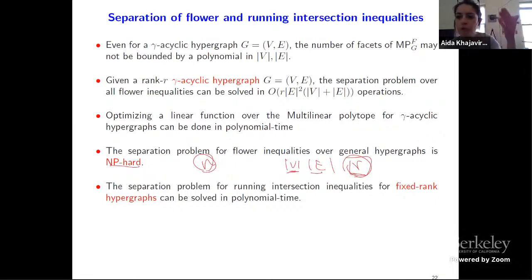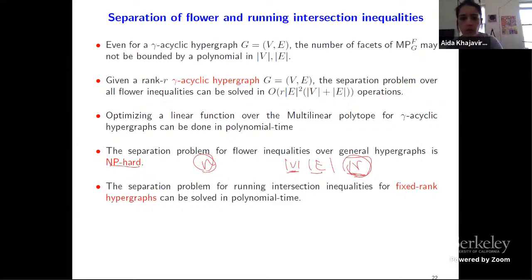Indeed, if you go to higher degrees, let's say more than 10, and you want to solve that problem even numerically, the round-off errors will kill you. It doesn't even get to this point. So here we are going to assume the rank is fixed. Once you assume the rank is fixed, then the separation problem, not only over flower inequalities but also over the most general class, which is the running intersection inequalities, can be solved in polytime. So what we do is devise a separation algorithm based on a variety of heuristics and ideas to solve it efficiently.